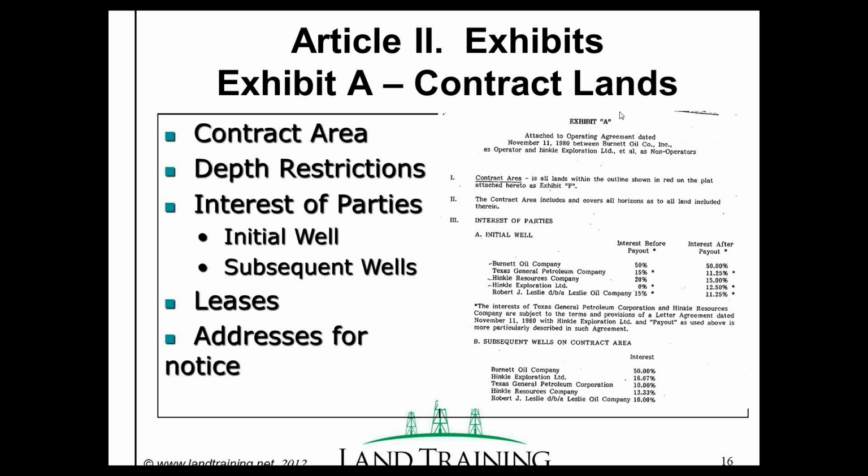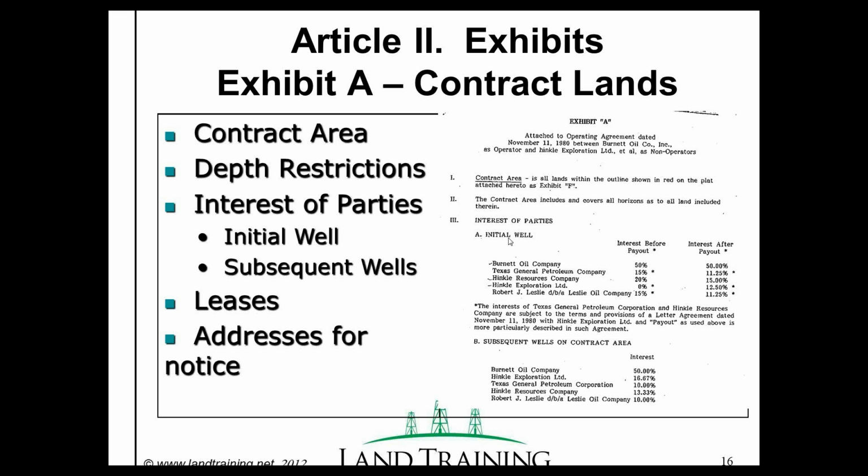What this Exhibit A that's attached to the back of the agreement does is spell out all the lands that are included in the area that's going to be governed by this joint operating agreement. And usually they'll attach a plat to it, a map, and that's usually Exhibit F. And then it says that the contract area includes all horizons. So any depth restrictions will be, again, in Exhibit A. And then it gives the interest of the parties.